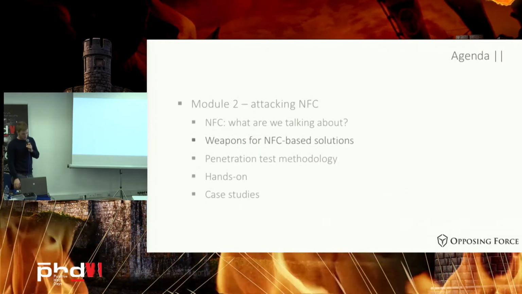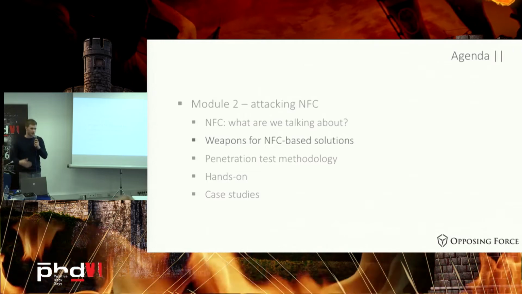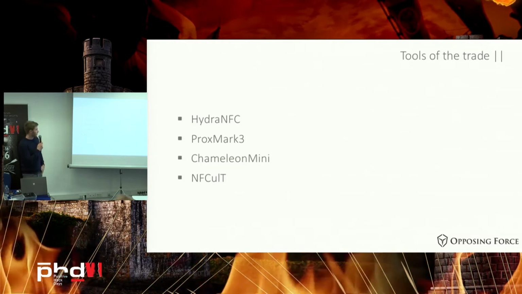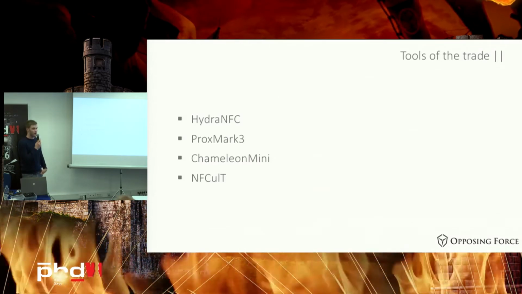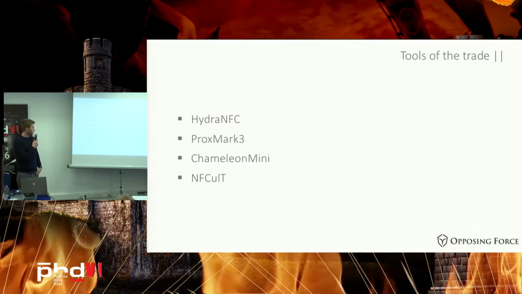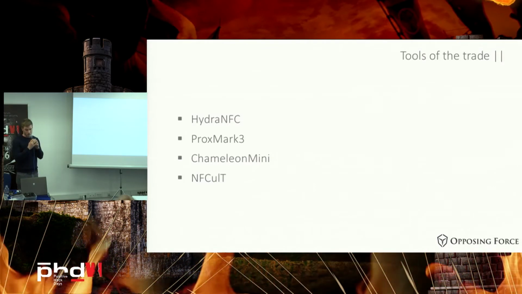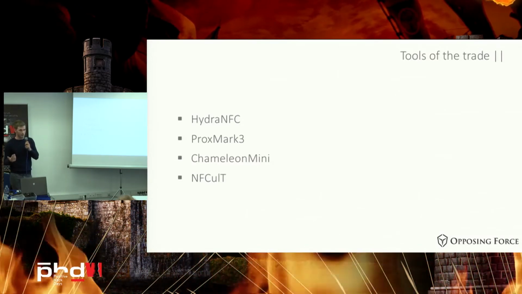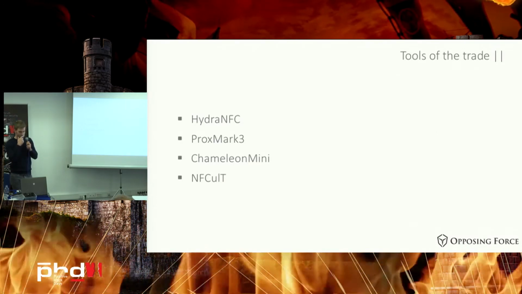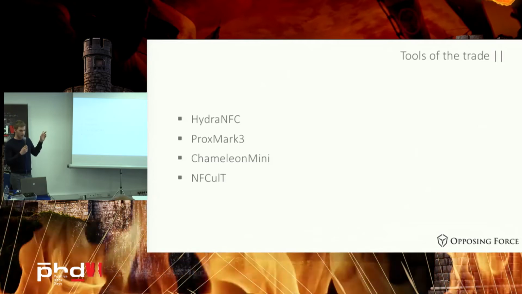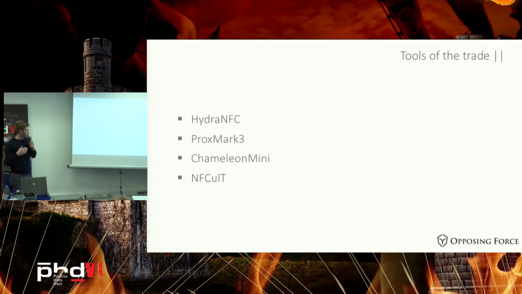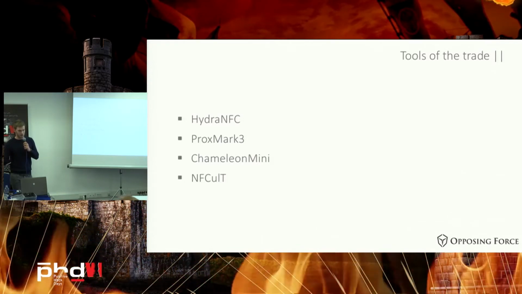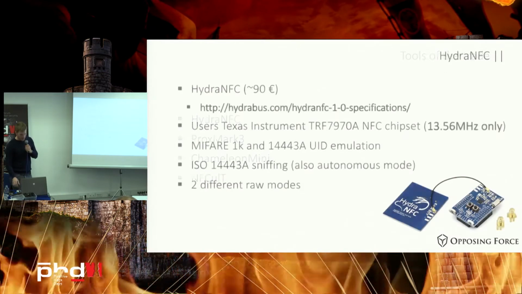Okay. Now, the weapons we can use for attacking those systems. There are more, but I'm just trying to give you the best, or at least the most used. We have the Hydra NFC, which is what we will use today. Then we have the Proxmark, which is the most famous, I think. Then we have the Chameleon Mini, created by the guy who broke the DESFire. And then we have NFC Cult, an application I developed, which is used mostly in the field of ticketing systems.